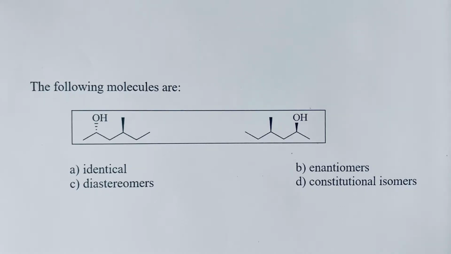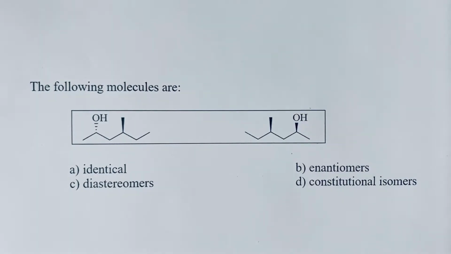The following molecules are, and then we've got a list of possible relationships we could have between these two molecules. So they could either be the same as each other, they could be mirror images or enantiomers, they could be diastereomers, or they could be constitutional isomers. And so the last example we looked at, we were identifying an enantiomer, and it was kind of easy to do because the molecules were oriented the same way.